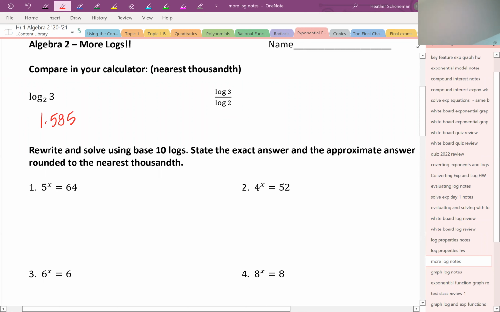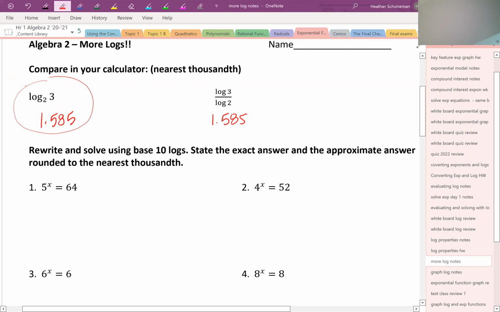All right, but let's see what happens now if I do log 3, close your parentheses so the calculator doesn't get confused, divided by log 2. Oh my gosh, it is the exact same answer. You get 1.585.